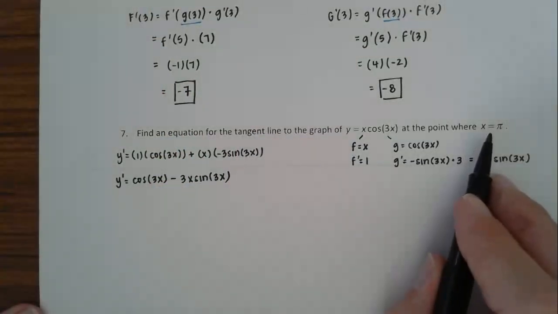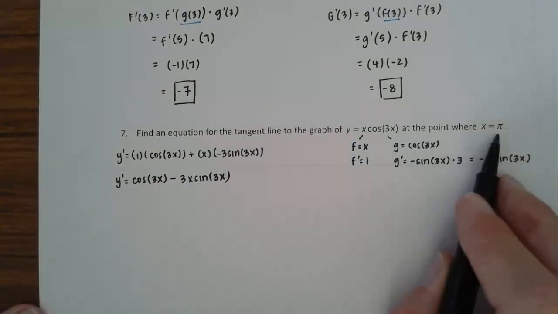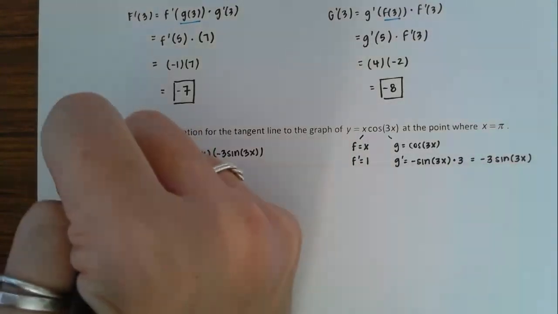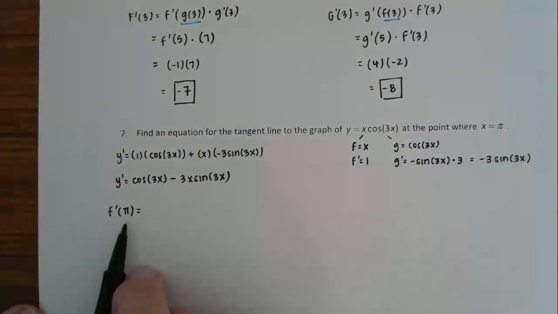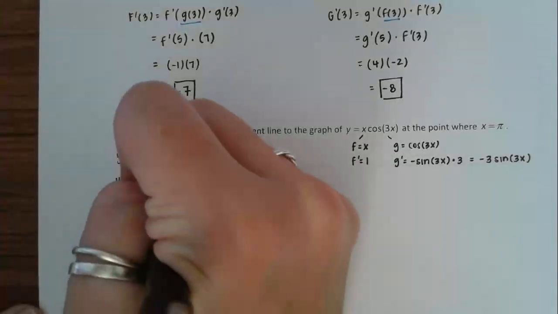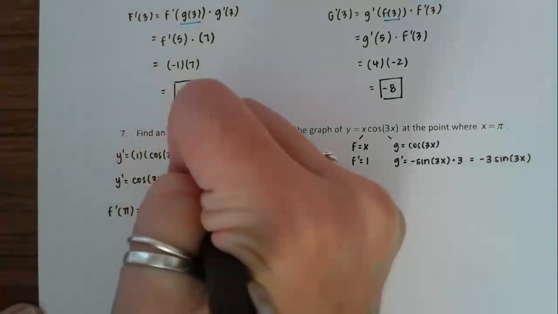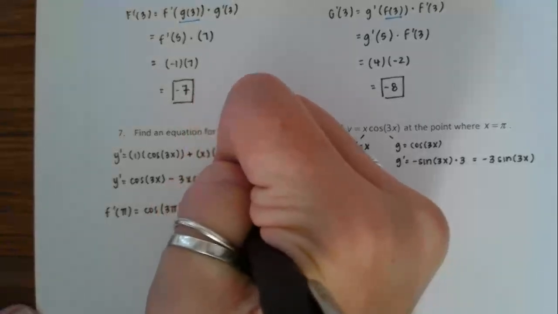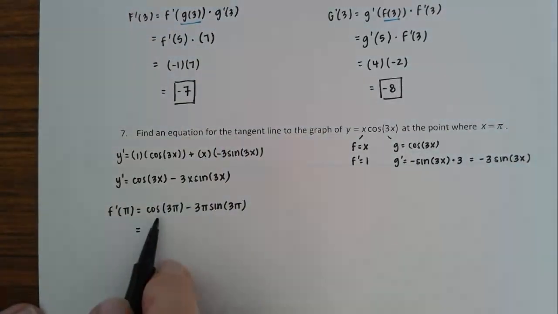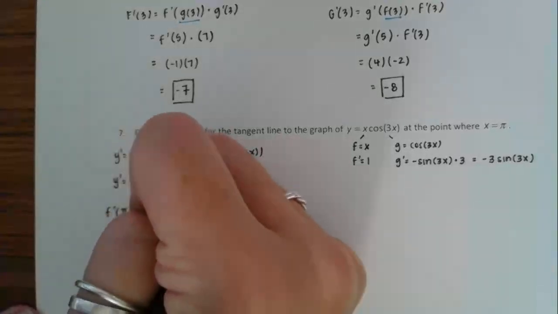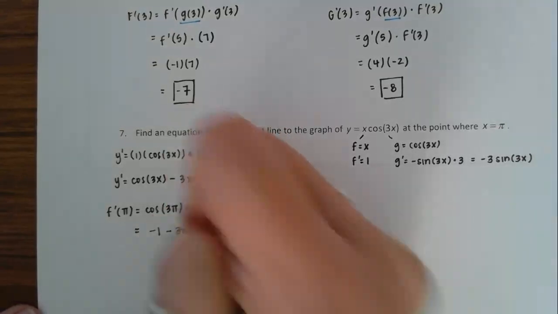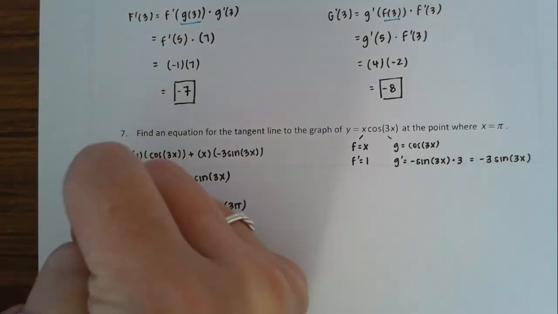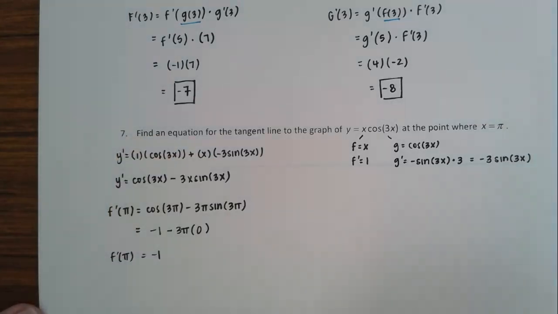I'm looking for the equation of the tangent line at the point where x is equal to pi. So I'm going to take my derivative, what I just got here, and I'm going to evaluate it at pi to get my slope. So cosine of 3 pi minus 3 pi times sine of 3 pi. On my unit circle, 3 pi, the cosine there would be negative 1, minus 3 pi times the sine of 3 pi. Sine of 3 pi would be 0. So it looks like my f prime of pi, or my slope at pi, would be negative 1.